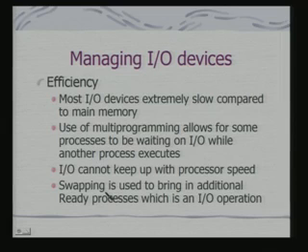Efficiency is also an issue, and this is a key issue. Why? Because most I/O devices are extremely slow compared to main memory. Okay, even if you have a fast device, they are slow. And use of multi-programming allows some processes to be waiting on I/O while another process executes. So, blocking can happen when you are not able to meet the data requirement of a process from a device. In fact, typically all device access requests give rise to blocking. Okay. And swapping is used to bring in an additional ready process, which is an I/O operation. If you see swapping, if you are doing it from flash or from a disk, it can be considered an I/O operation.